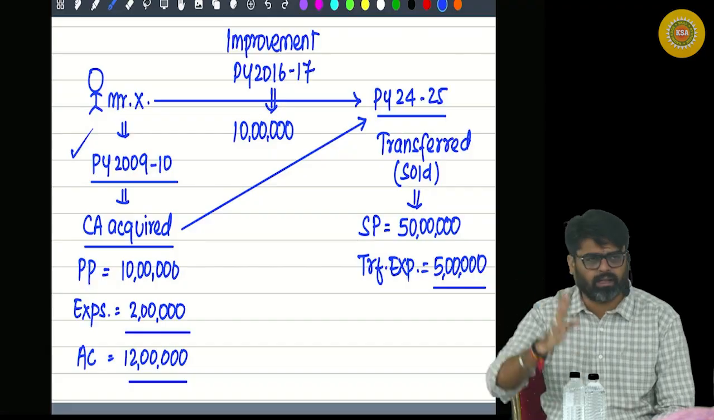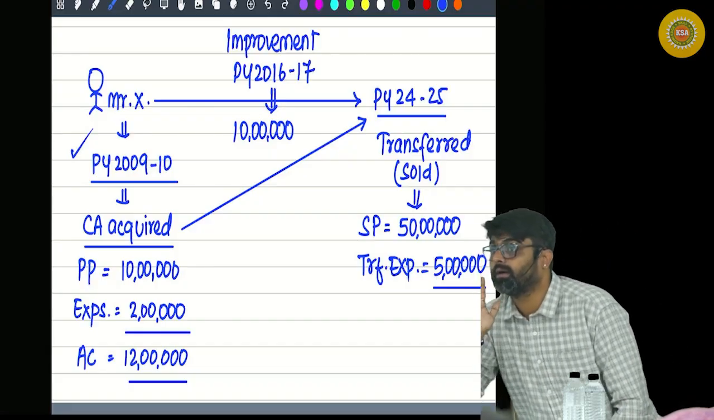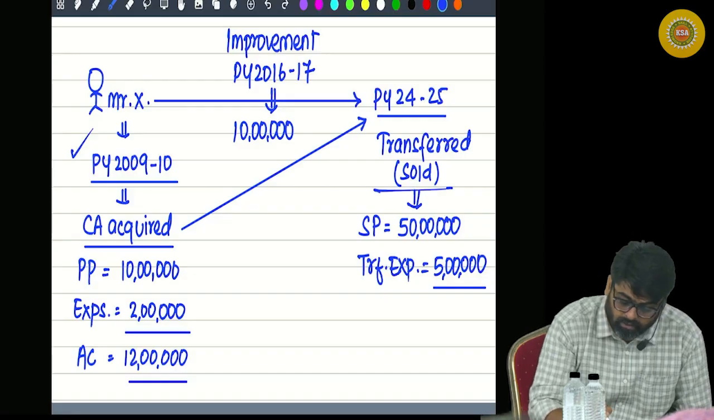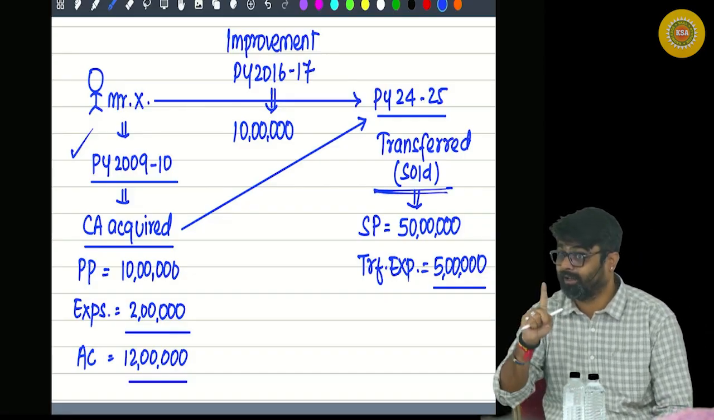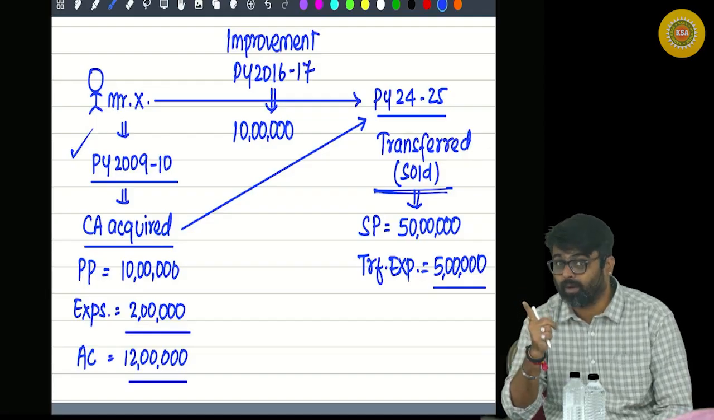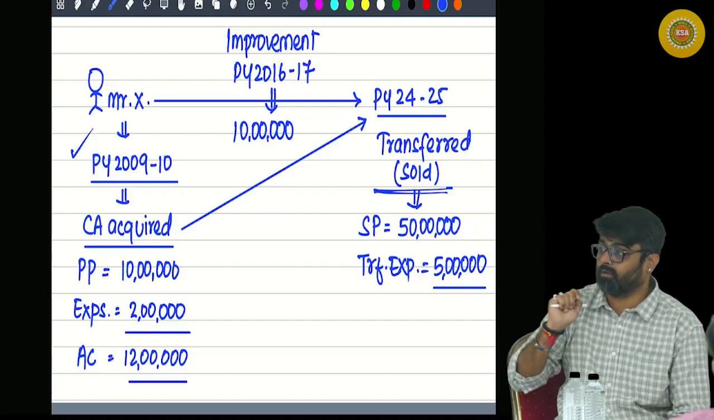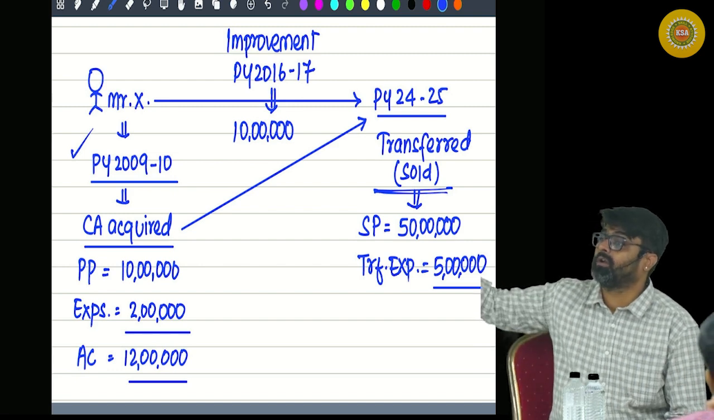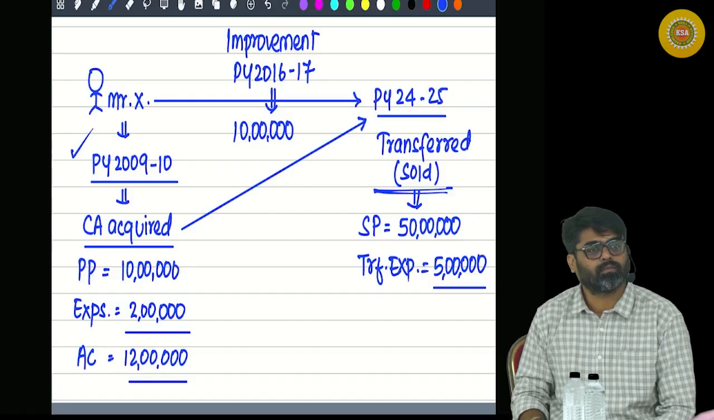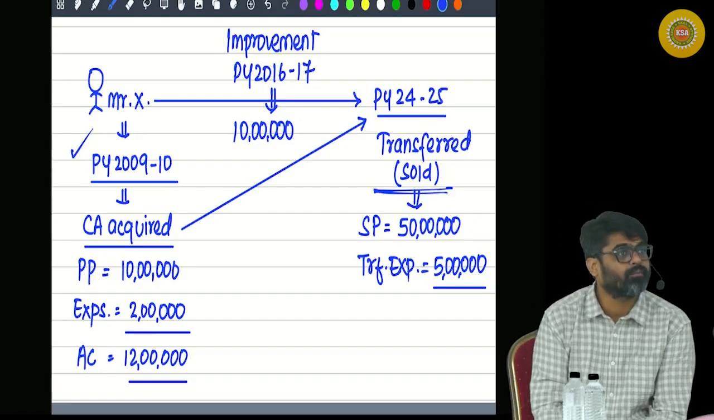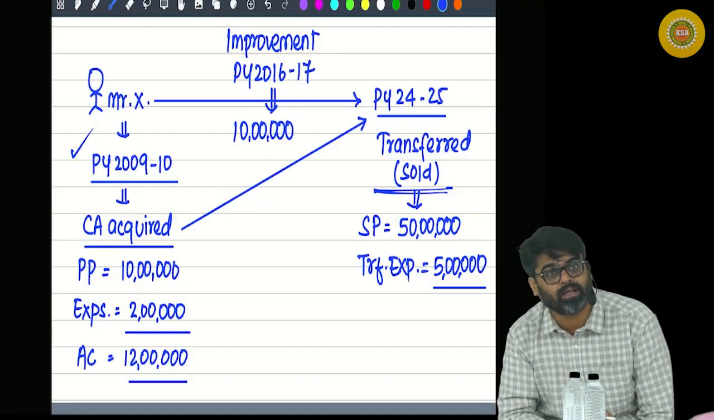In case of all other assets, in case of transferred, what did I say? Transferred prior to 23rd July, 36 months. Transferred. So is your date of transfer prior to 23rd July? Example, you transferred on 20th May. 20th May this year. So this year you transferred on 20th May, which is prior to 23rd.